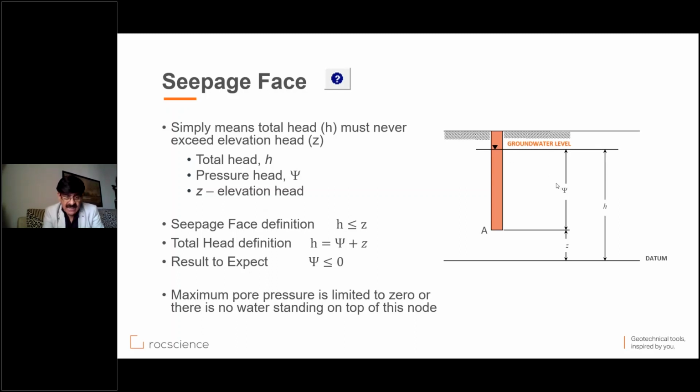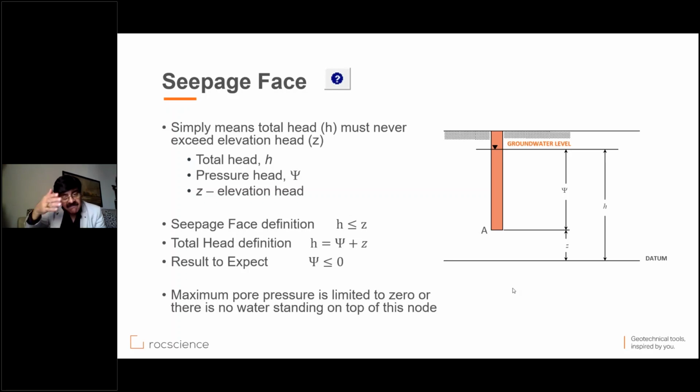Psi has to be equal to or less than 0, which means for a seepage phase condition to occur, the maximum pore pressure is limited to 0, or there is no water standing on top of this node. That's a seepage phase. No water standing on top of this node.